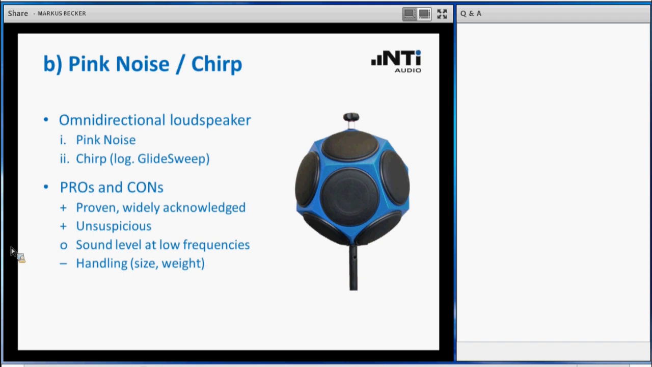Same as before, please make sure that the device that you're using is able to generate enough power, especially at low frequencies. This is always a challenge. And on the negative side, maybe it is, of course, a little bit more heavy and larger than, for instance, a balloon that you carry around. So the dodec together with the amplifier that you need takes some weight, of course, and size.